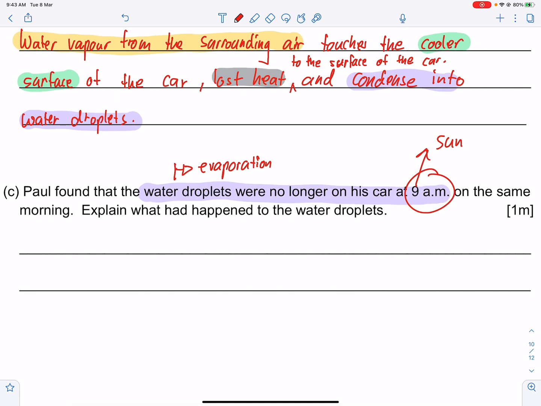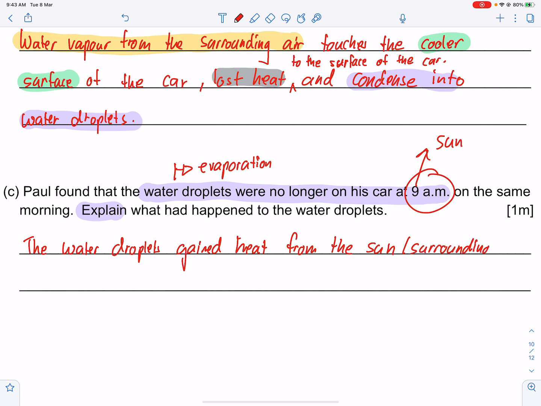Okay, and then they went on to say, explain what had happened. So how to translate this? Very straightforward, correct? So you would say that the water droplets gained heat from the sun, okay, or surrounding, I will accept both, and evaporated into water vapor.